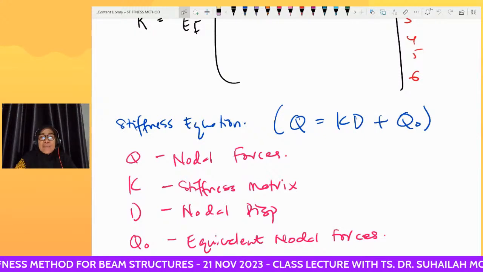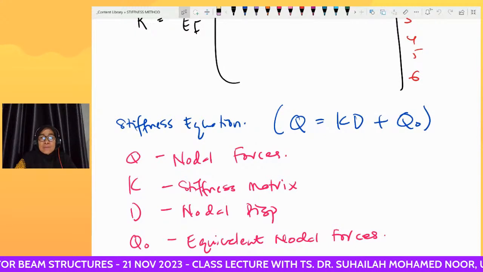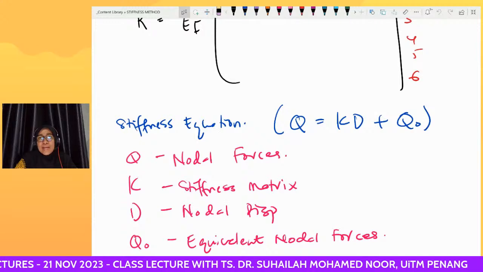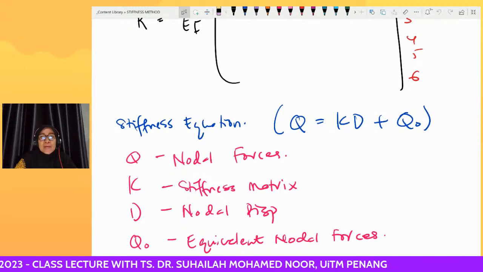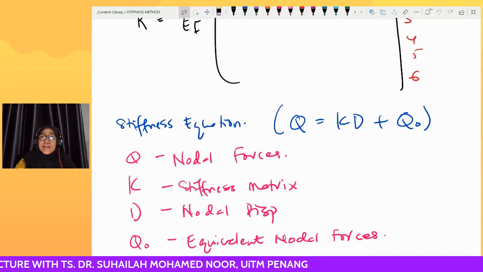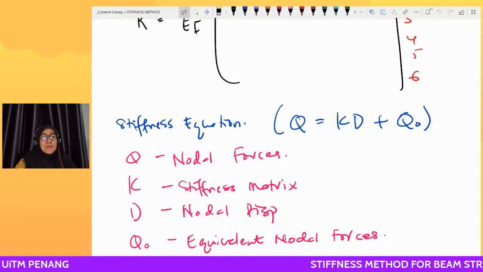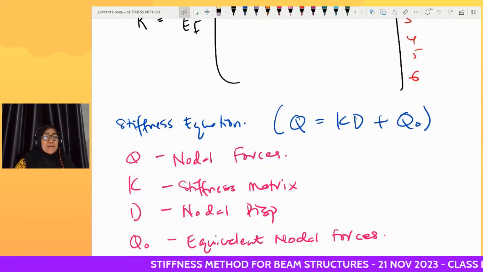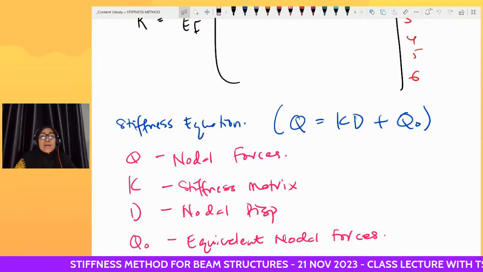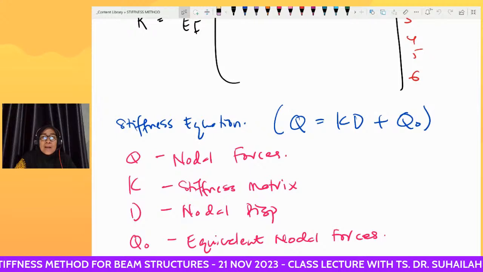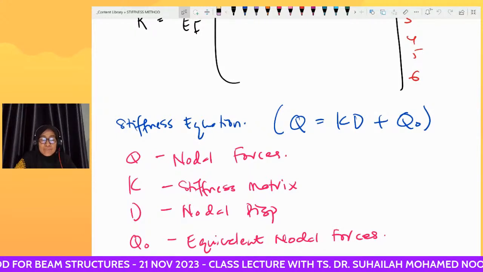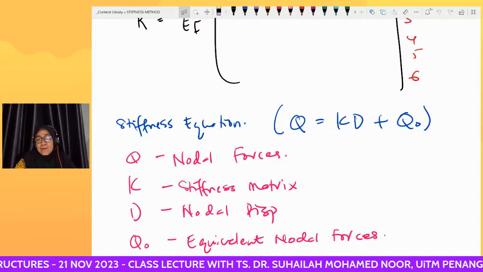Okay, UDL means loading that is subjected on the member. And always remember that in the stiffness method, we can only analyze forces and displacement at nodes. We cannot determine mid span deflection. So we will calculate all the values at nodes.